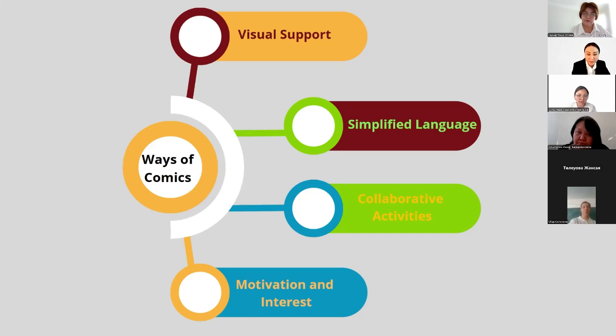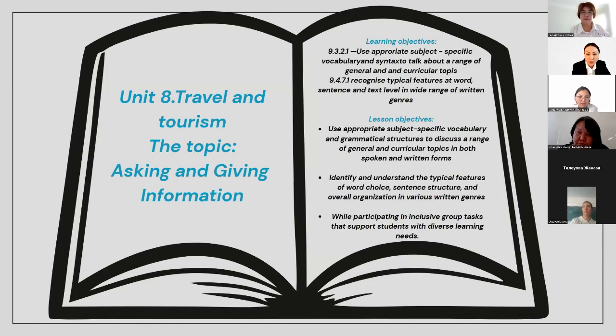Okay, so let's go on to the next presentation. I chose Unit 8, Travel and Tourism, from grade 9, and the topic asking and giving information. I would like to introduce you to my learning objectives. Use appropriate subject-specific vocabulary and syntax to talk about a range of general and curricular topics. Recognize typical phrases at word, sentence, and text level in a wide range of written genres.